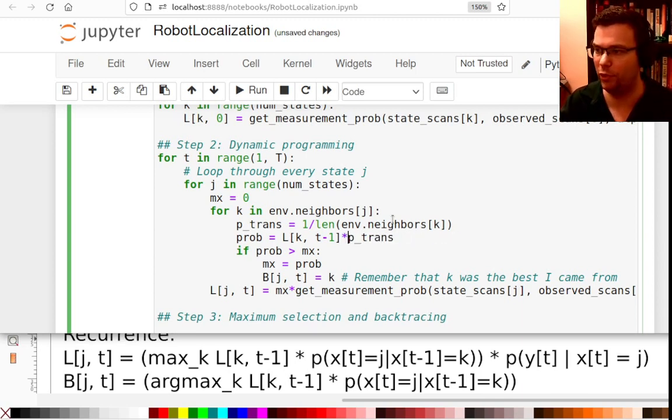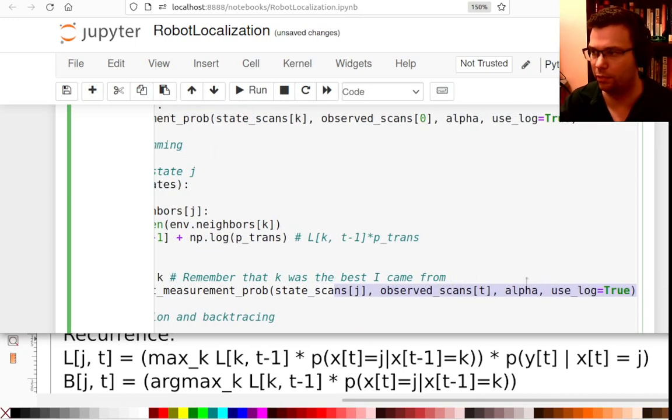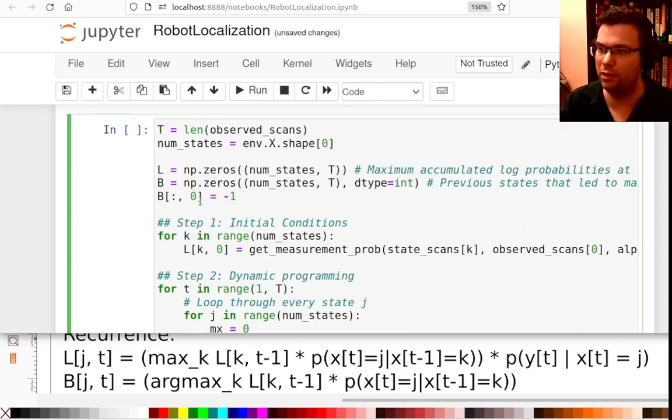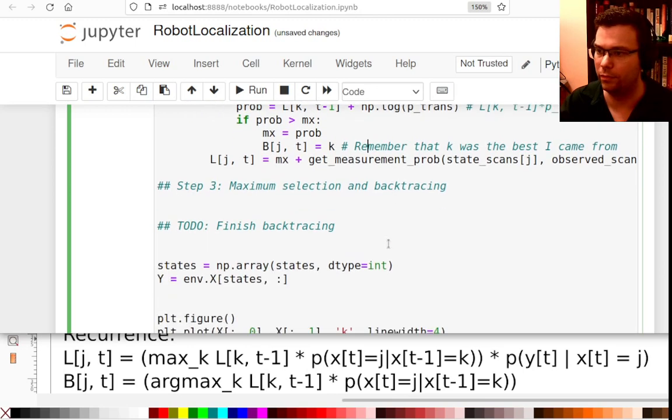So before, maybe I'll keep that there in comments, what it used to be. That's what it used to be. But now when I take the log, it's going to be whatever the sum of the logs was up to this point plus the log of the transition probability. And then we're going to add on the measurement probabilities log down here. Okay, so that should be everything I need to fill in L and B.